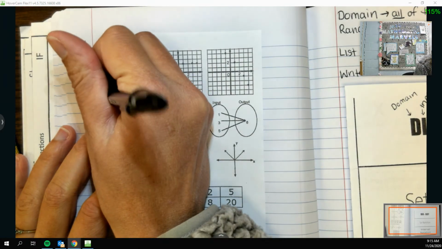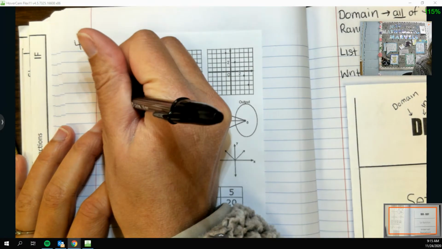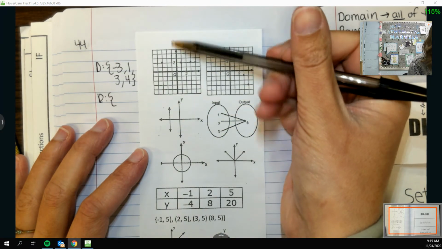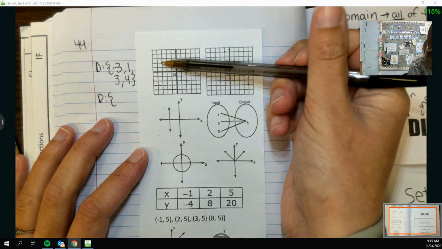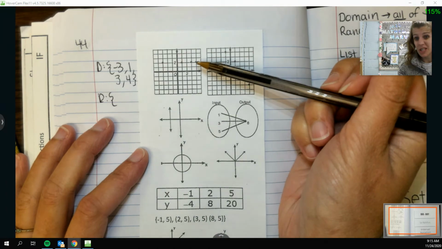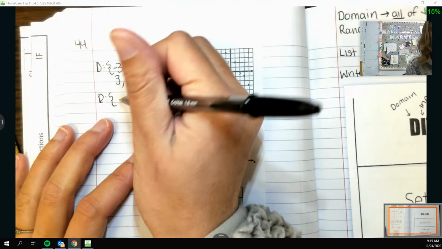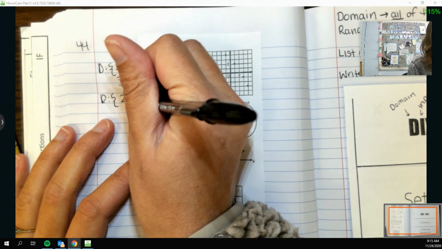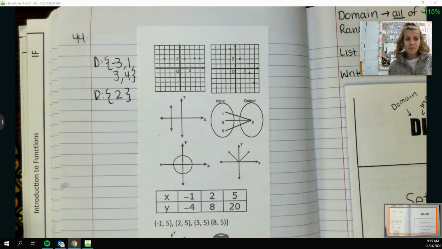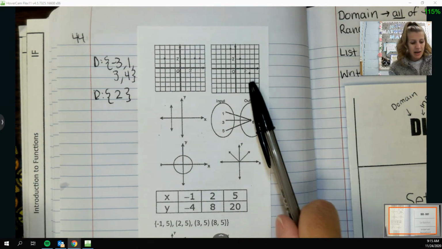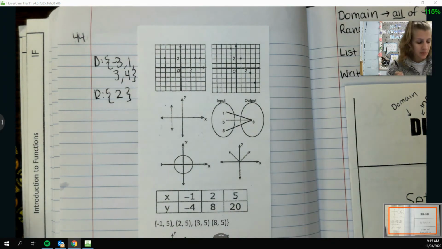Now, as far as the range goes, range is the y values. Going up and down, all these points are at a height of 2. So I don't need to list 2 over and over and over again. They're just all at 2. So I would have you guys try this one.